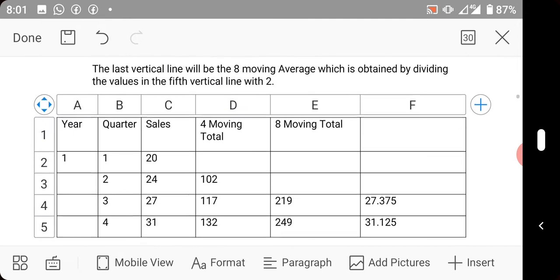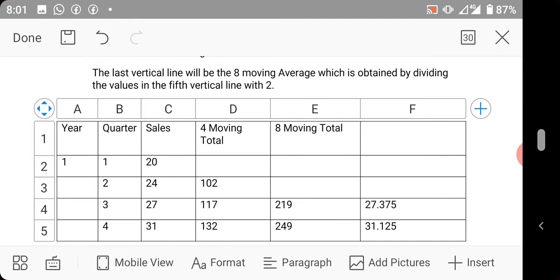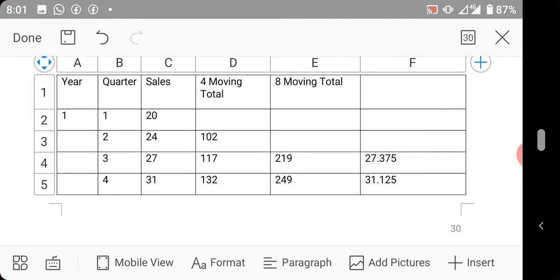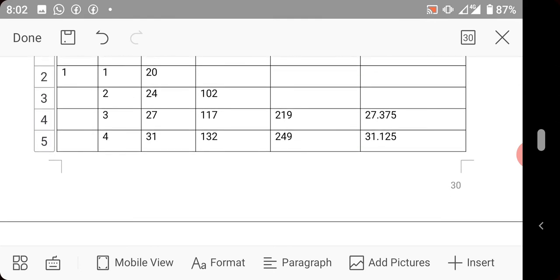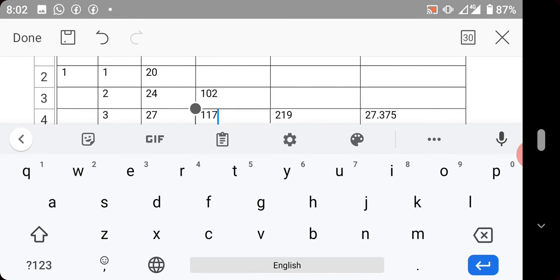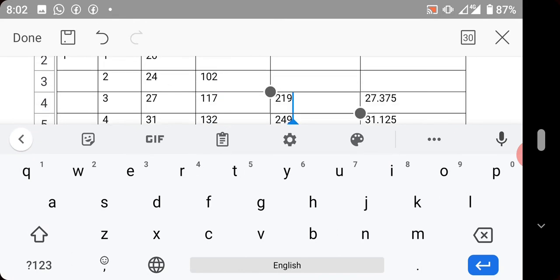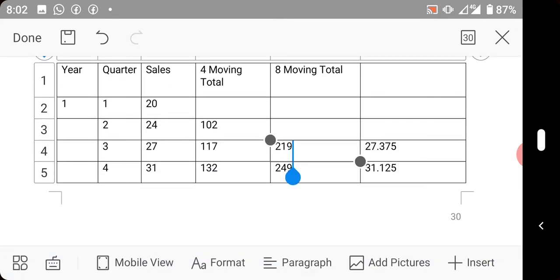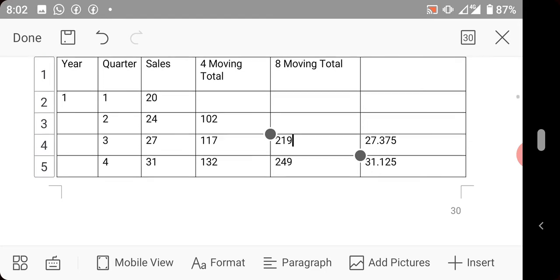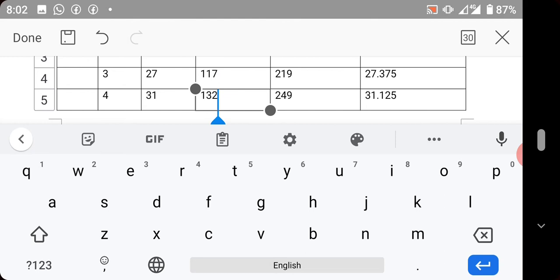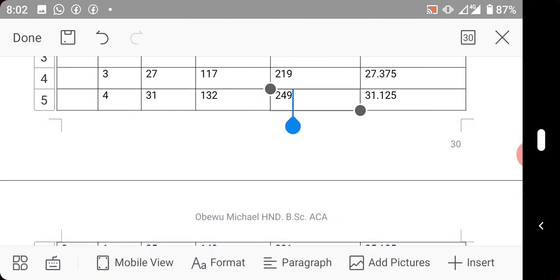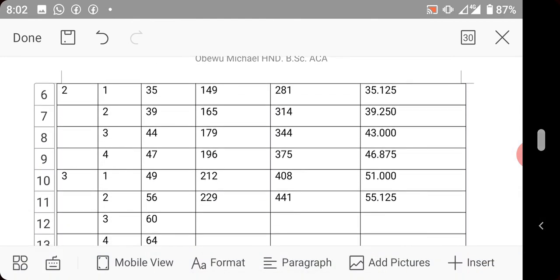Now you come back to 8 moving total. How do you get your 8 moving total? You come to the 4 moving total you've done. You say 102 plus 107 will give you 219. You write it in the third row, which is at the same level with 117. To get 249, you add 117 plus 132. It will give you 249. That is how you keep on doing it until the last one.